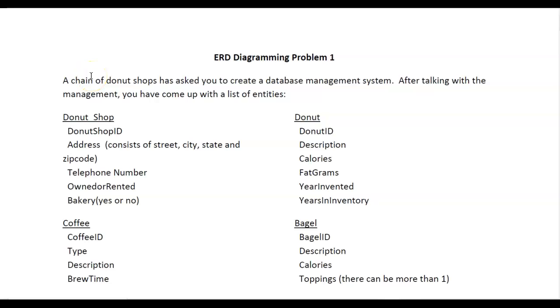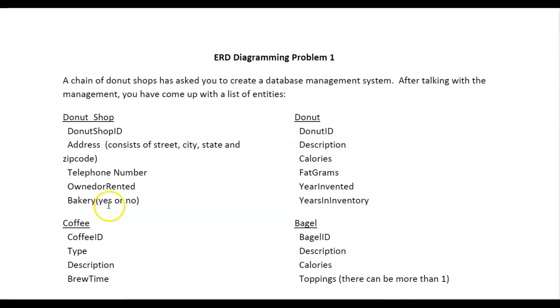Well, today I wanted to look at homework 2.1, which is just for us to practice with. There are, I think, 4 or 5 ERD problems here. So the first one, we have a chain of donut shops, and you come up with a list of entities here: the donut shop, the donut.